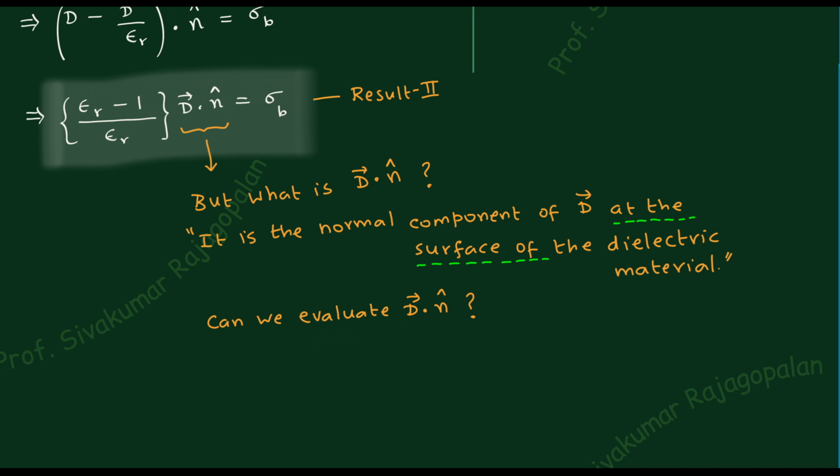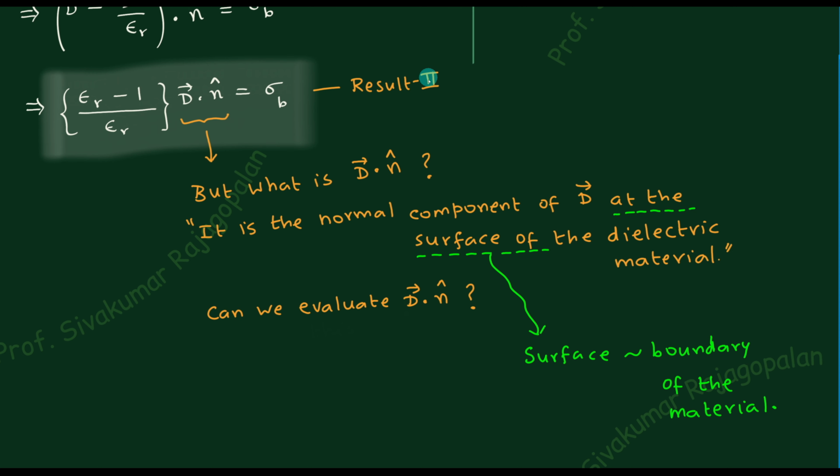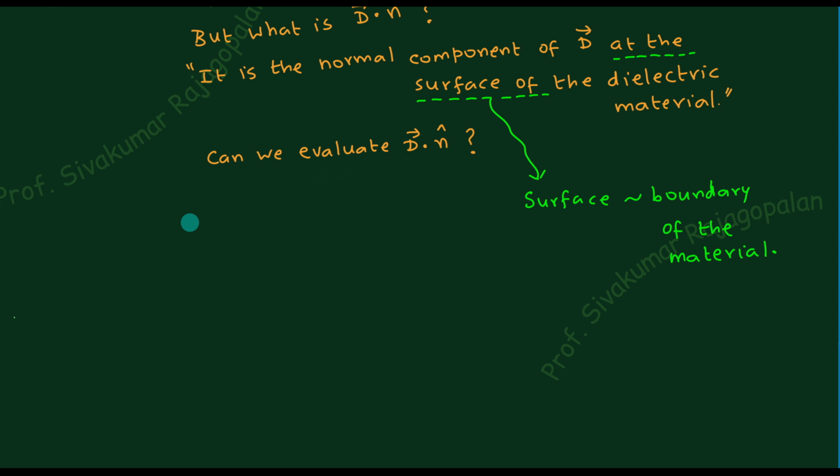The point to be noted is that the evaluation comes at the surface of the dielectric. That's important. Surface means the boundary of the dielectric material. Then only surface will come. Therefore, before simplifying, note that in result 2, this expression can be simplified only if you know something about D dot n. Therefore, the next work to be evaluated is D dot n. Without D dot n, we can't do anything. So I would like to make it clear by writing this particular statement.